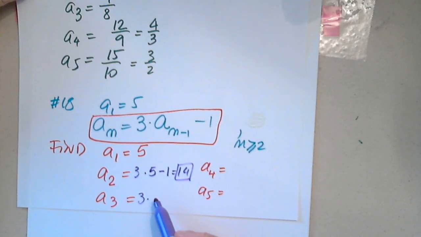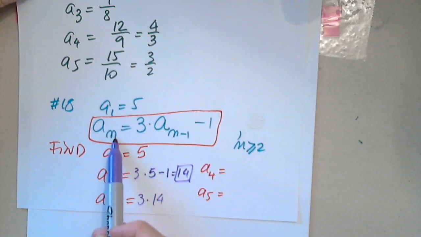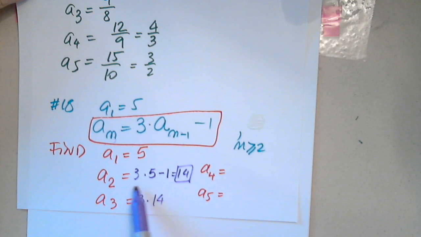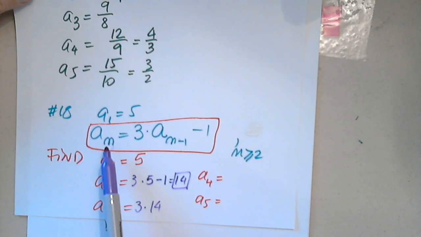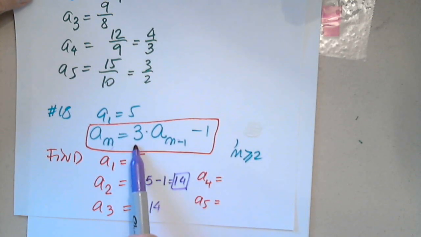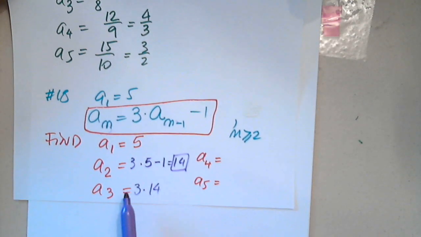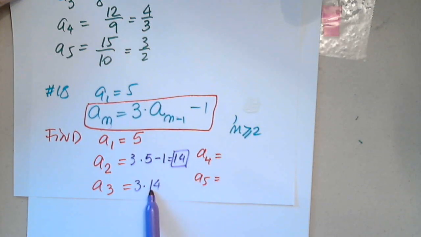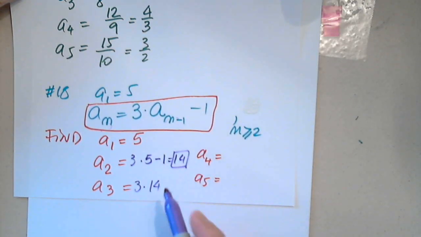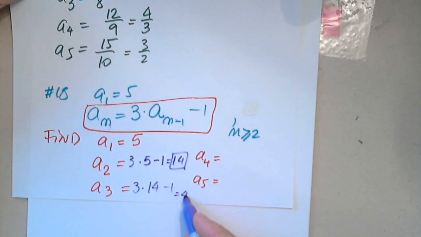14. Very good. The previous term. If this is 3, then this must be 2. And I have it. It's the previous term. That's what the pattern says. Any term of the sequence is obtained by multiplying 3 by the previous term of the sequence minus 1. For A3, I multiply 3 by the previous term of the sequence and then minus 1. So this is 42 minus 1, 41.